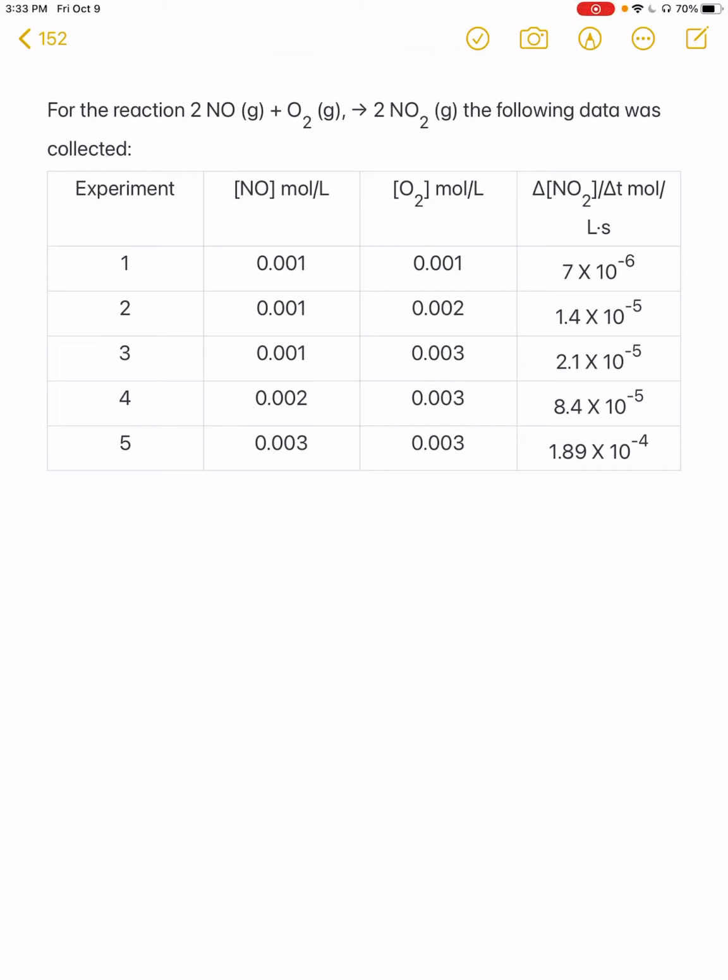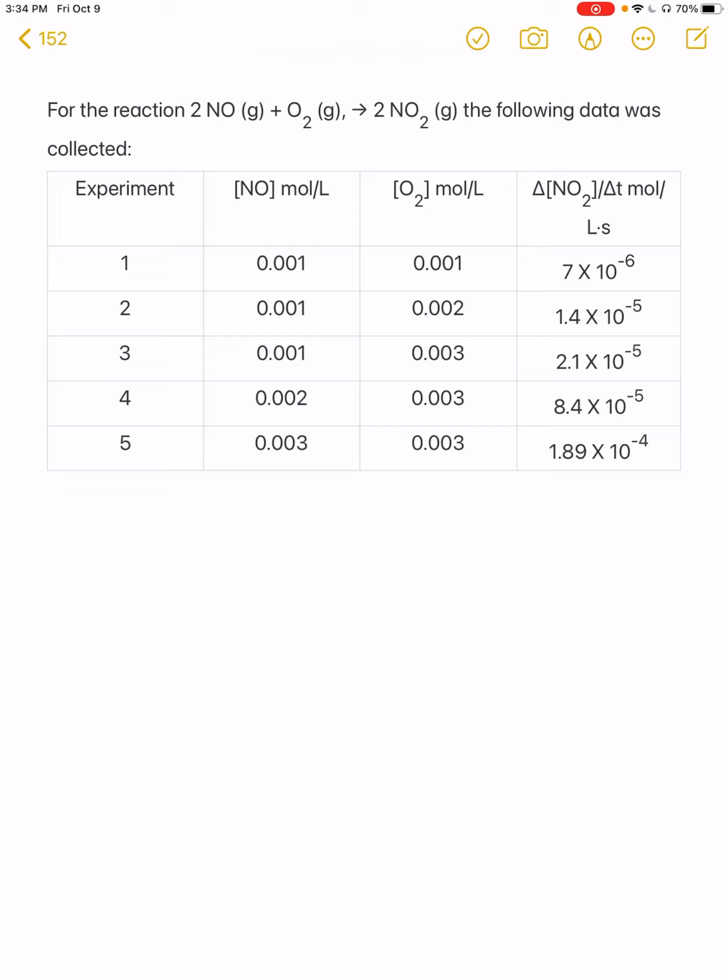All right, we are going to look at the method of initial rates. And in the method of initial rates, we can use a set of data for a reaction. In our reaction here, 2 moles of nitrogen monoxide react with 1 mole of oxygen gas to give 2 moles of nitrogen dioxide.